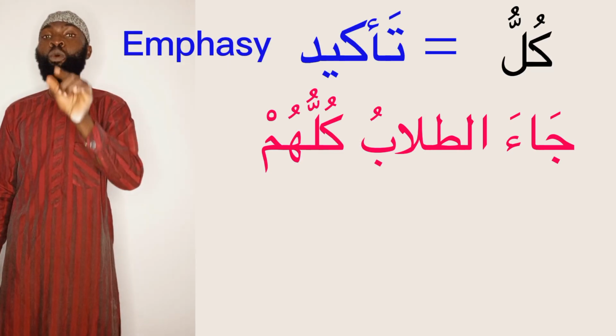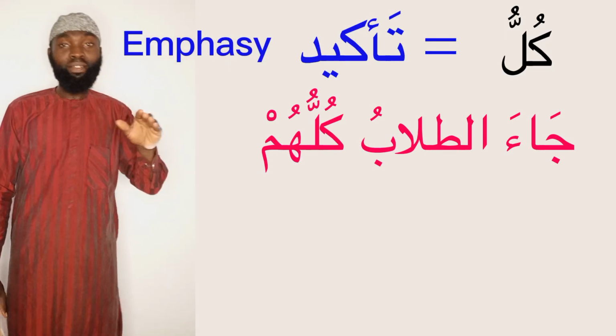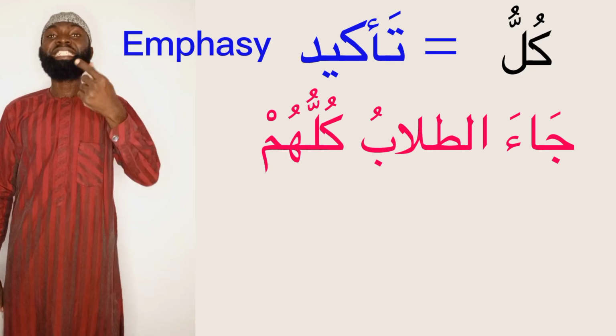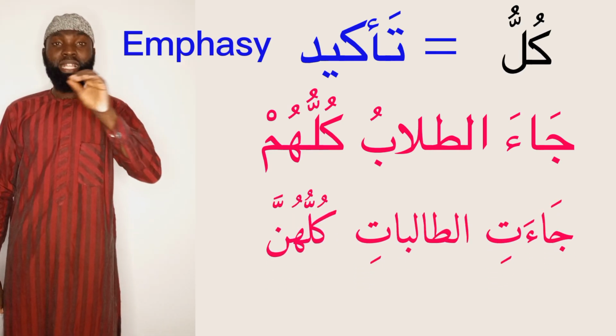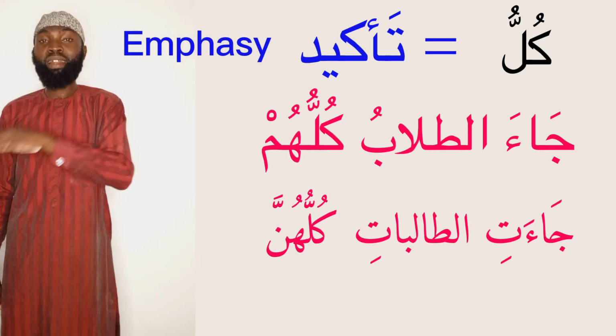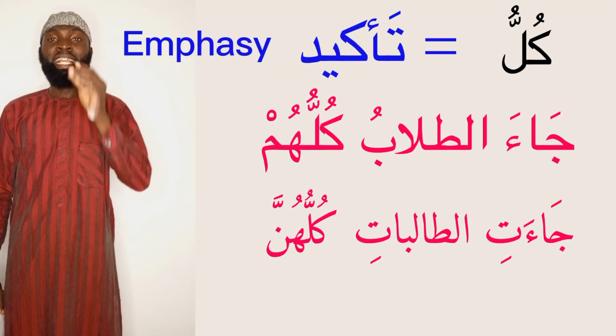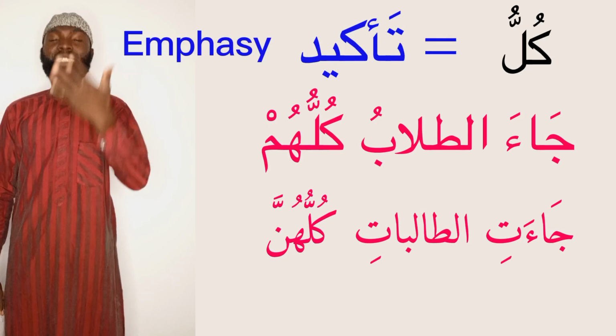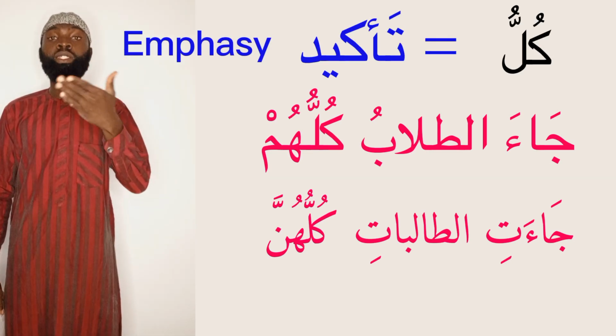Kulluhum, ja'at tullabu kulluhum. The students came, all of them. What if I want to say the female students came? I will say ja'at talibatu kulluhunna, because hunna is used for the plural feminine.